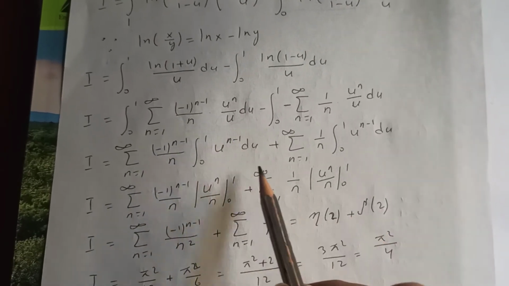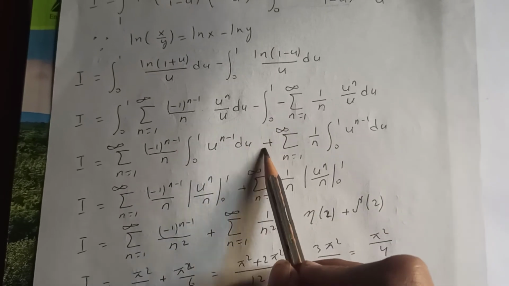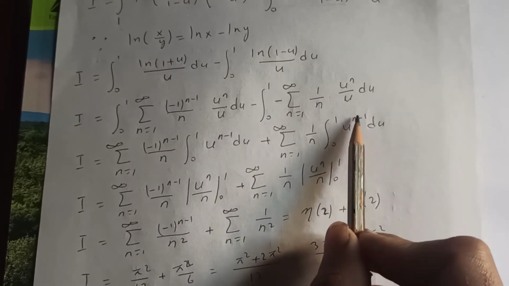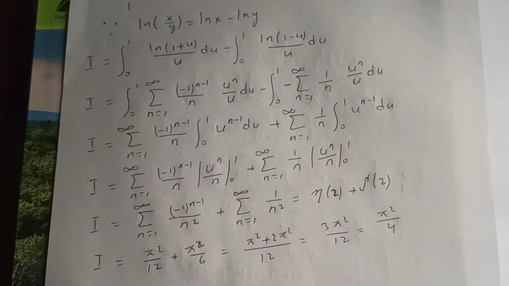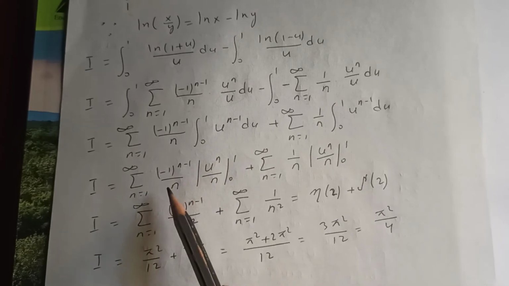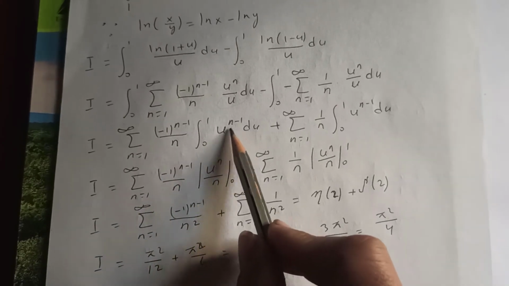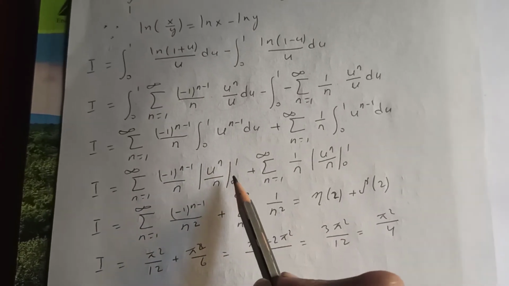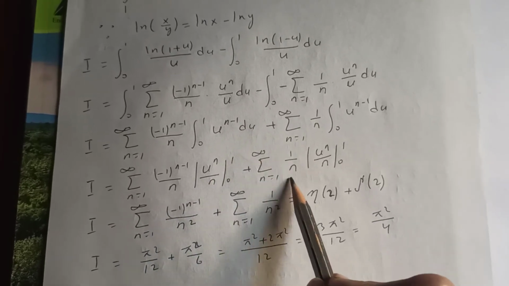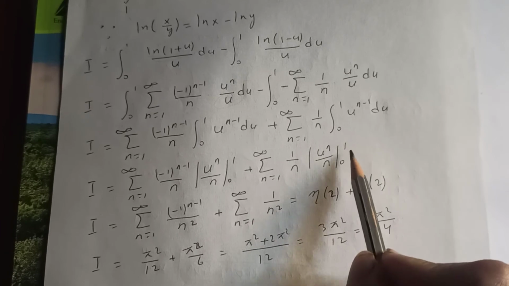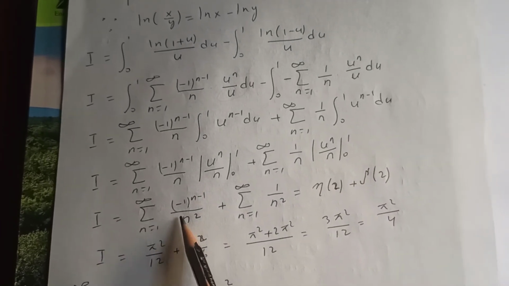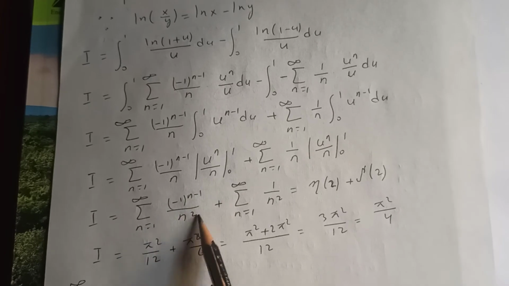Using the exponent law, minus minus plus, the sum from n equal to 1 to infinity of 1 over n times the integral from 0 to 1 of u^(n-1) du. So I is equal to the sum from n equal to 1 to infinity of (-1)^(n-1) upon n, and the integration of this is u^n upon n, from 0 to 1, plus the sum from n equal to 1 to infinity of 1 over n times u^n upon n, from 0 to 1. So I equals the sum from n equal to 1 to infinity of (-1)^(n-1) upon n squared.